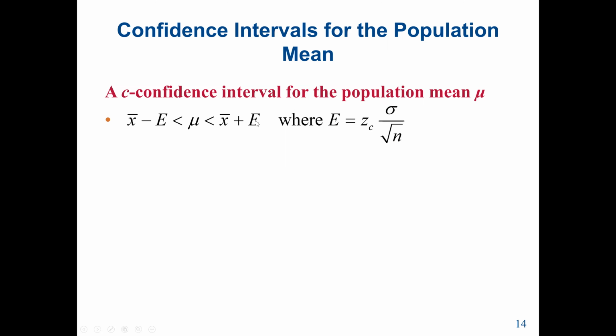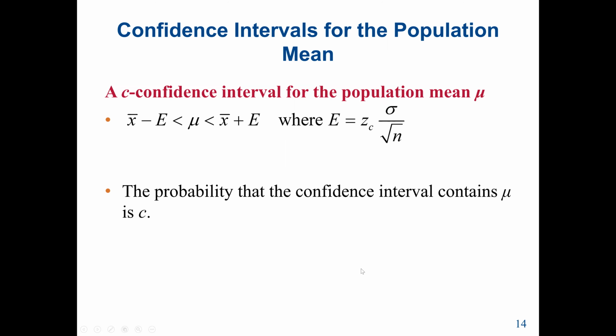So how do we find the E? As we said earlier, it will be zc times the population standard deviation divided by the square root of the sample size. Here we say the probability that the confidence interval contains mu, which is the population mean, is c, the c area.